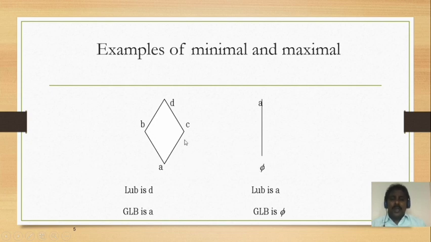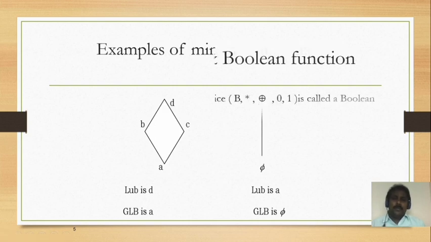Minimal means here we have to keep in mind the upper bound and lower bound. The least upper bound is D in this figure and the greatest lower bound is A. And in this figure, the least upper bound is A and the greatest lower bound is 5. So these are the examples of minimal and maximal.